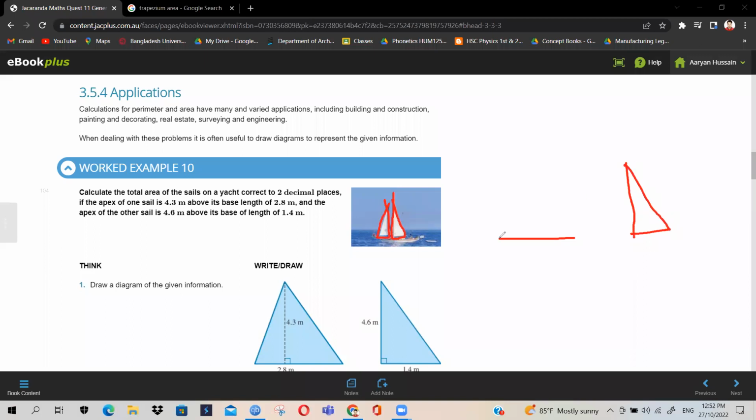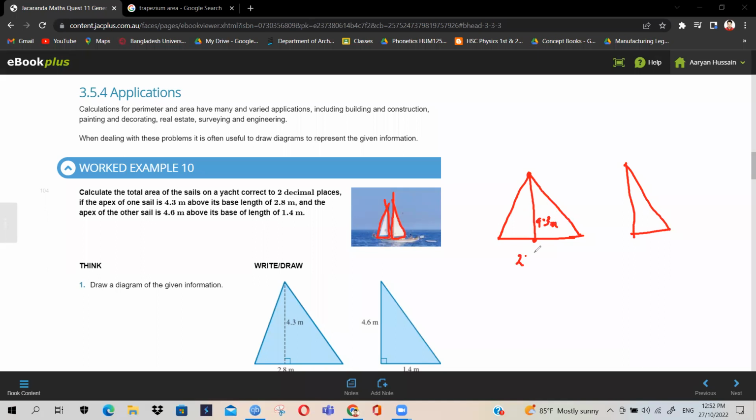All right, so we've got that. Now, what does apex mean? Apex means the topmost point, that is the highest point. It is 4.3 meters above the base length. Obviously, we would consider a perpendicular distance. Although it's not said, we would consider a perpendicular distance.